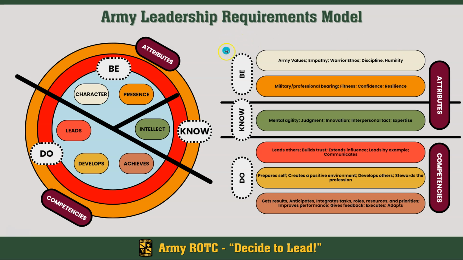Now you see this is still split to where we have our be, these two right here, character and presence, our know, we have intellect right here in the green, and our do, we still have all three of these competencies down here. Then on this side you can see the attributes cover these three and competencies cover these bottom three. So now let's talk presence.